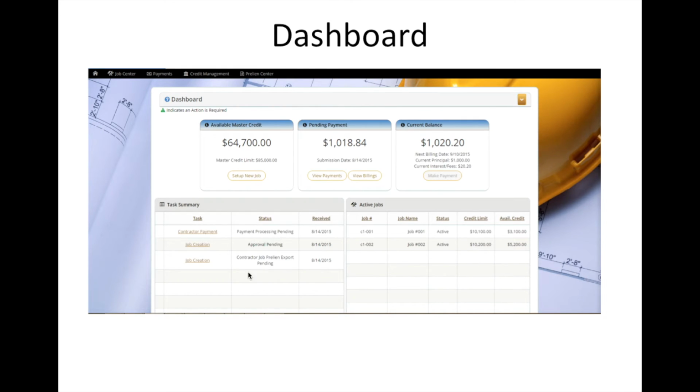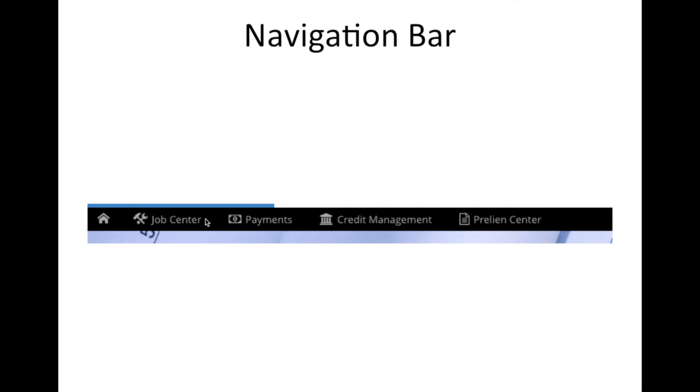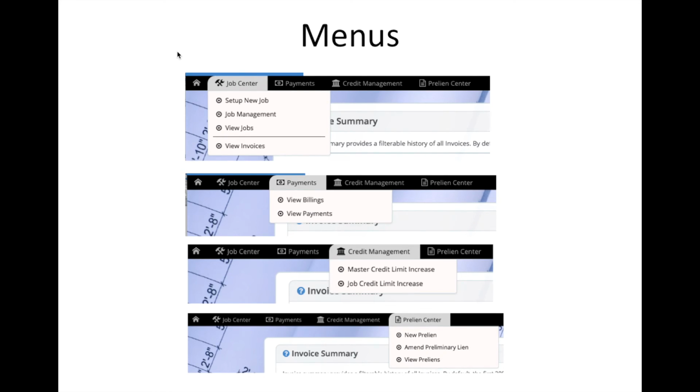Up at the top, as you can see, there's a little menu bar, and in it there are different features. Those are all the different activities that you'll be doing. Much of the activities you'll do, you can actually access from the dashboard itself, but in case you ever need to get to a more advanced function, this is the bar where you'll find everything. So as you can see, there are drop-down menus for each of these icons for different functions, such as setting up your new job, viewing your billings or making payments, information about your credit limits, and everything that has to do with your pre-liens.